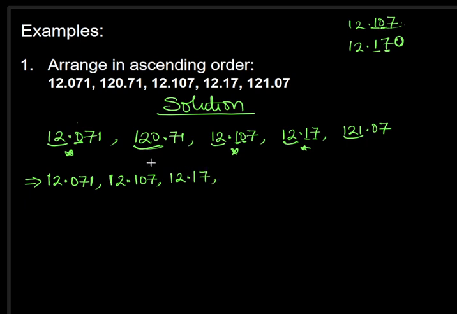12.17. Before we now take the ones that had 3 digits in the whole number part, 120.71, and then the last one will be 121.07.